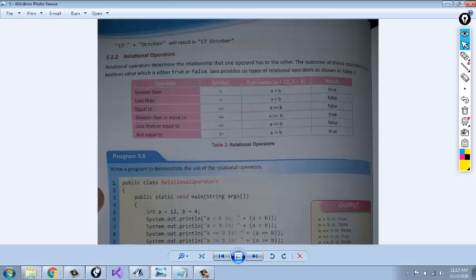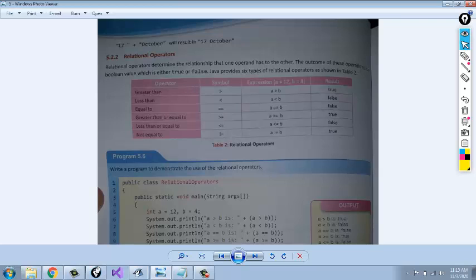This relational operator will check for the relation between the operands. Relational operators determine the relationship that one operand has to the other. Which are those operators? Greater than, less than, equal to, greater than or equal to, less than or equal to, not equal to. These are the 6 relational operators. We can see the examples.